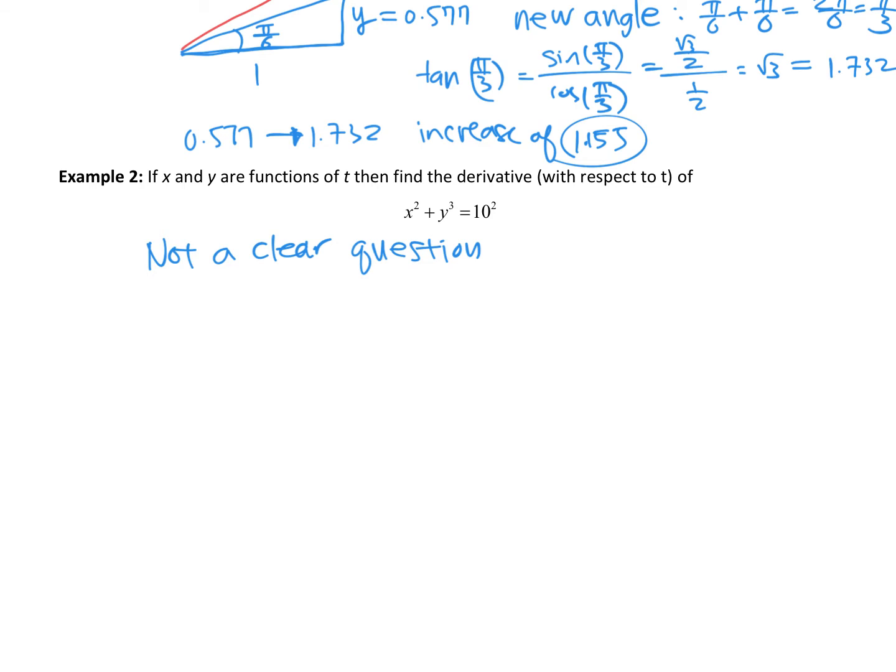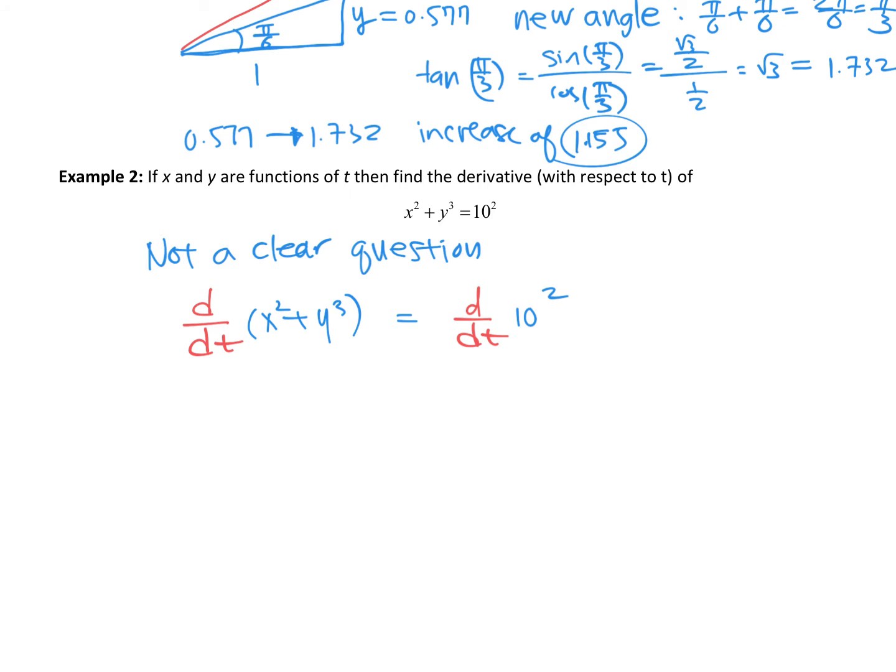But I can kind of get started. It says it's a function of t, so t is going to be my variable. But I can still do this much. I can still take the derivative with respect to t on both sides. So this is what I'm going to write: x squared plus y cubed equals 10 squared, which is basically 100, right? So I can take the derivative with respect to t. I can kind of get started on it.